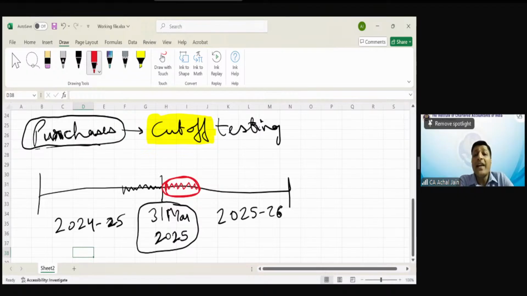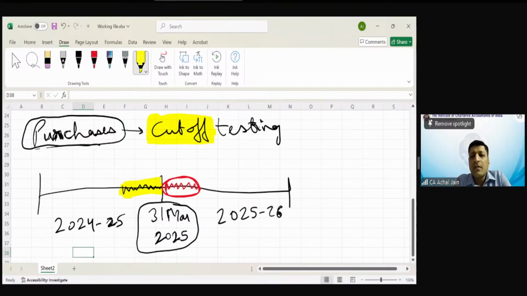Then our next objective is to ensure that purchases of next year, means 25-26, have not been preponed, have not been booked in 24-25. So how do you check that? If at all purchases of 25-26 would have been preponed, in such a case, what would the entity have done?